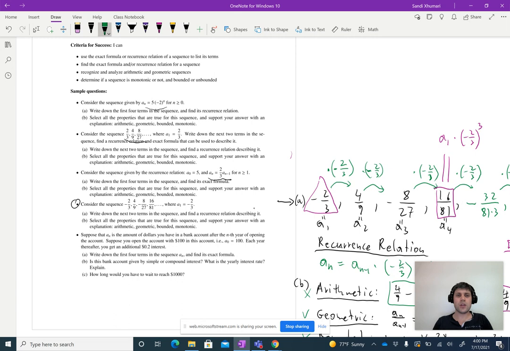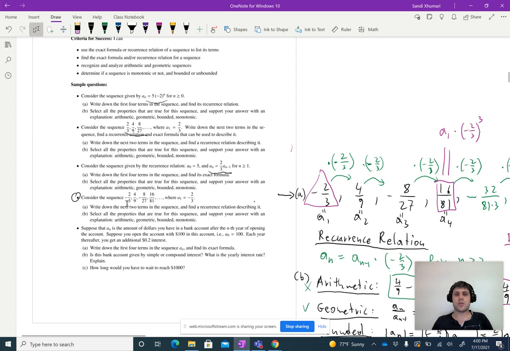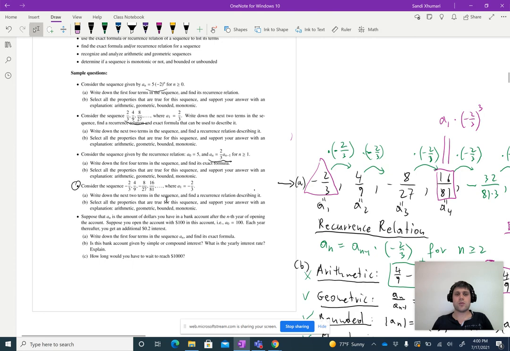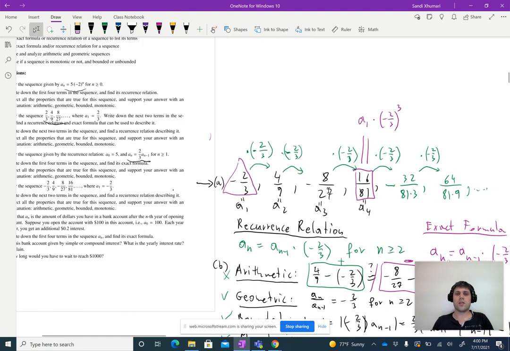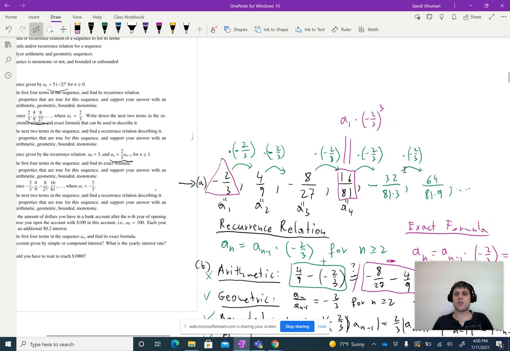So let's do a quick example here. We're going to do this one question here. Consider this sequence where we're calling the first term a sub 1. Write down the next two terms in the sequence and find the recurrence relation describing it. So we'd first write down the sequence, okay? And then we need to find the next two terms in the sequence. How in the world do we figure that out? Well, notice here that the numerators are even numbers, and it looks like we're just multiplying by 2s, and then the denominators we're multiplying by 3s.